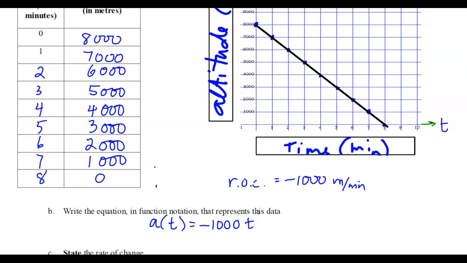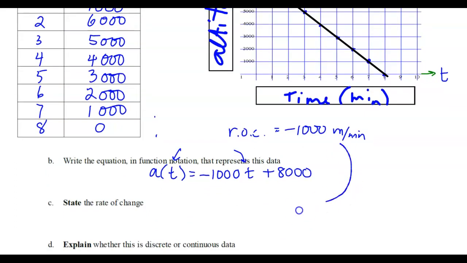Okay, and then we have to think about what if there's a constant term as well. So here at time 0, the altitude is 8,000. So if I put 0 in for t, that term goes to 0. So I've got to have 8,000. So that vertical intercept is always the constant term.